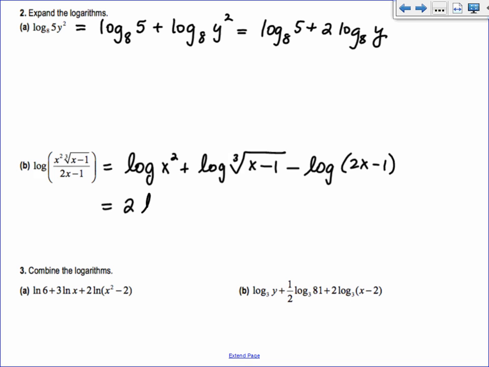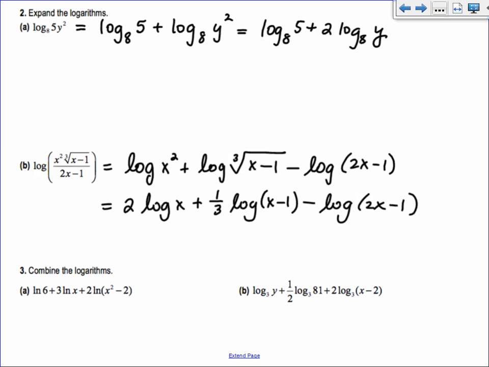All right, so you're going to have 2 times log of x plus 1/3 log of x minus 1. Do you guys see where I got the 1/3? Minus log of 2x minus 1. You cannot break up the log of 2x minus 1 part, because if you have the difference, you don't get a product or quotient. You have to have log of something plus log of something else in order to add them. You can't go the opposite direction.